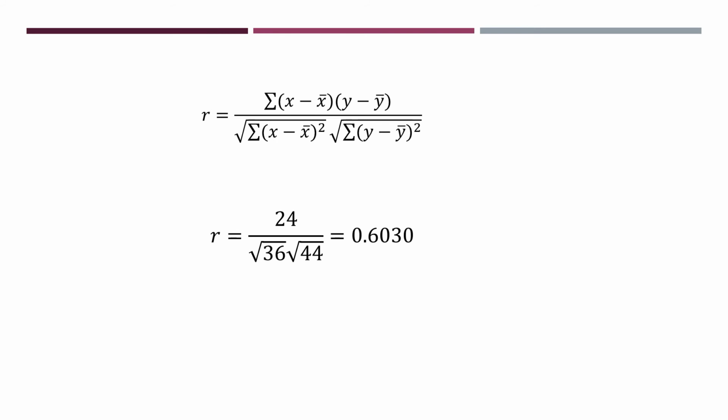So the summation we got, x minus x bar into y minus y bar, is 24. Summation of x minus x bar the whole square is 36 and summation of y minus y bar the whole square is 44. Simplifying, we get again 0.6030, a positive correlation, and the value lies between minus 1 and plus 1.